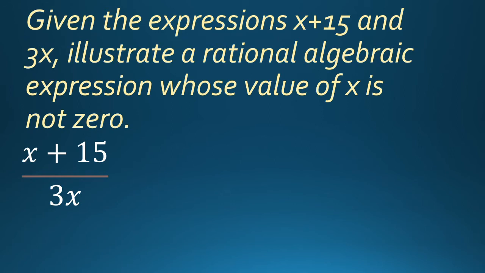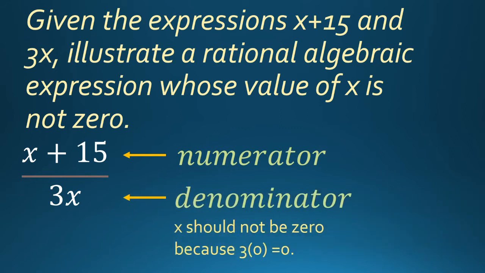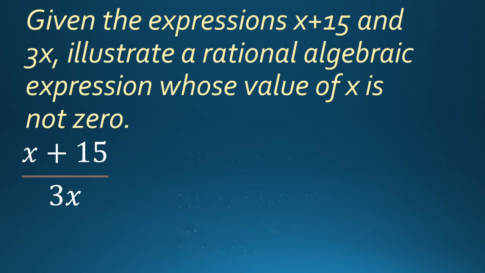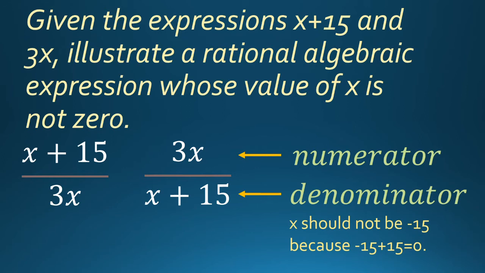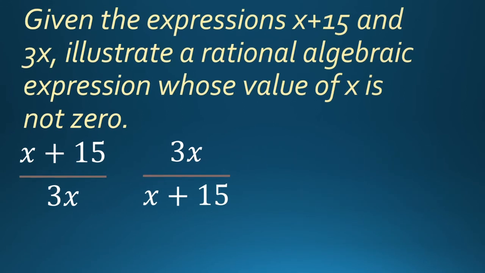Please note that x here should not be equal to 0 because the denominator 3x will become 3 times 0 and that will be equal to 0. Remember that the denominator cannot be 0. So next is the illustration of a rational algebraic expression for that given, which is 3x over the binomial x plus 15. Here, x should not be negative 15 because the denominator x plus 15 will become negative 15 plus 15. It becomes 0 again, so it's not allowed.